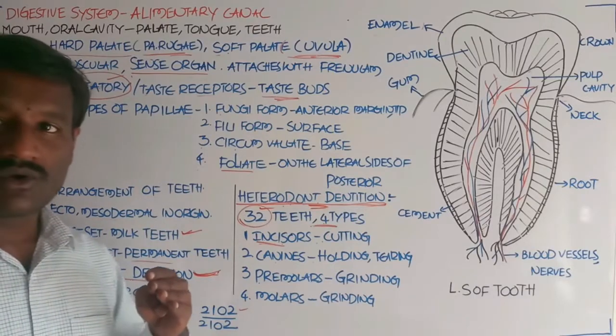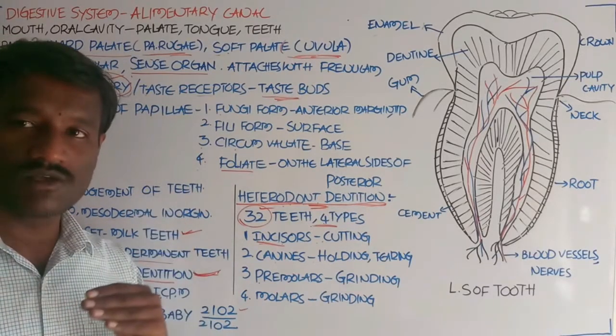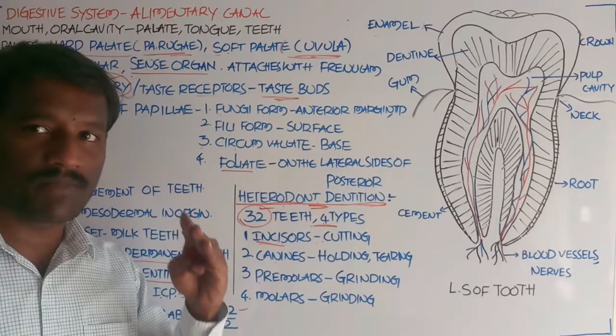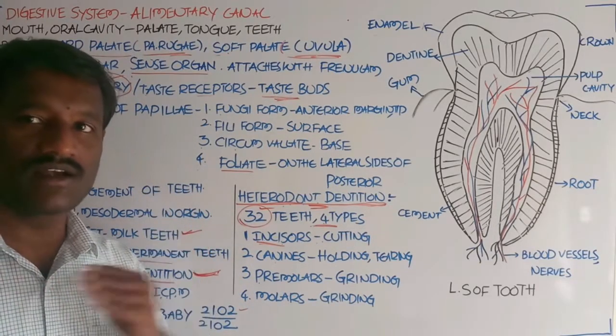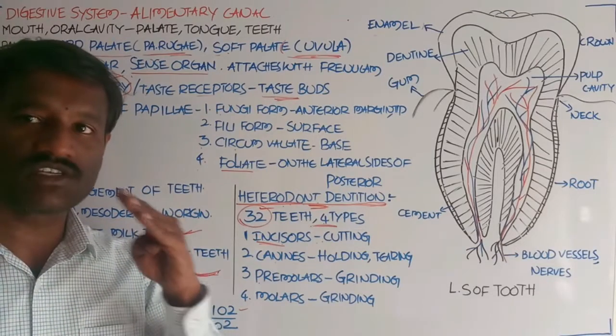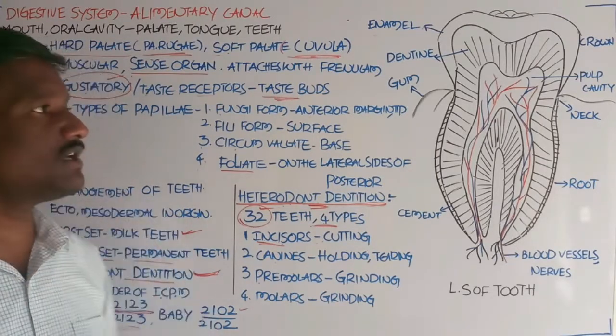In total, among the molars, the third molar appears very late, formed late. So it is called wisdom teeth. These are called wisdom teeth.